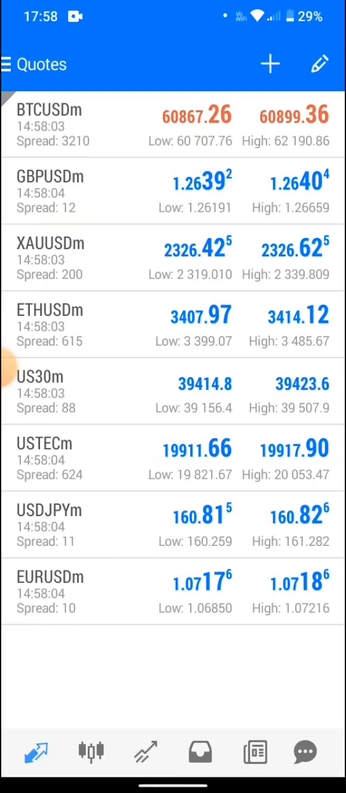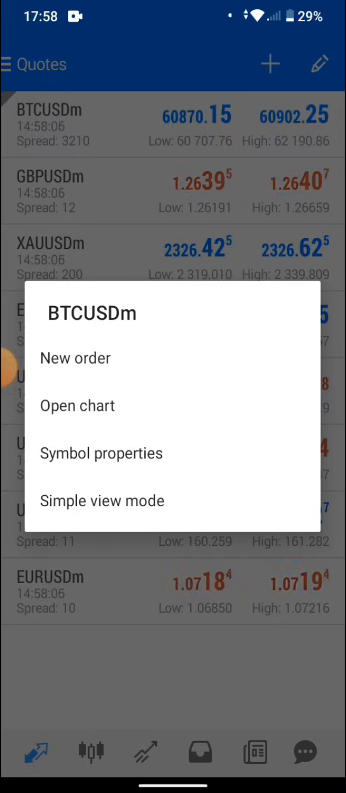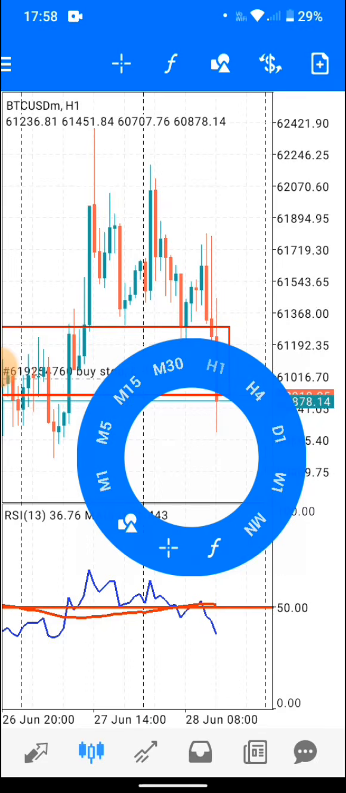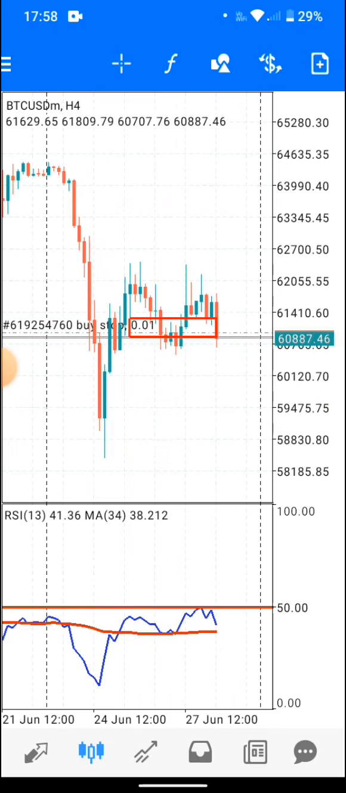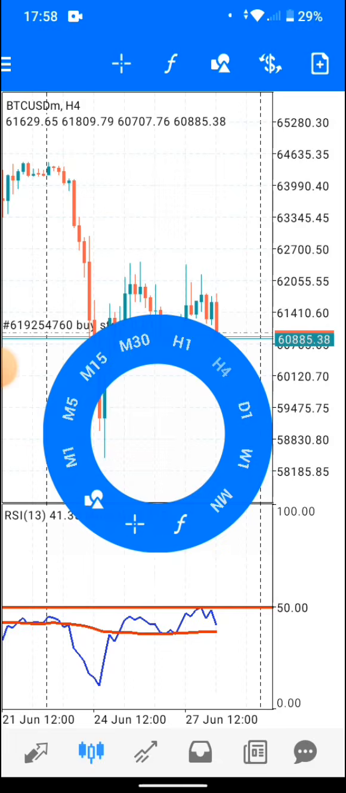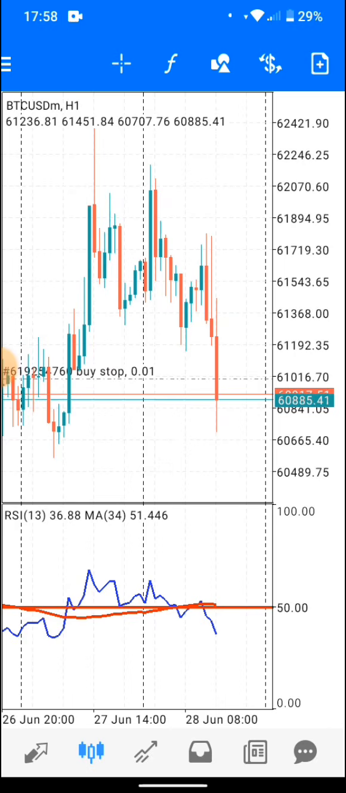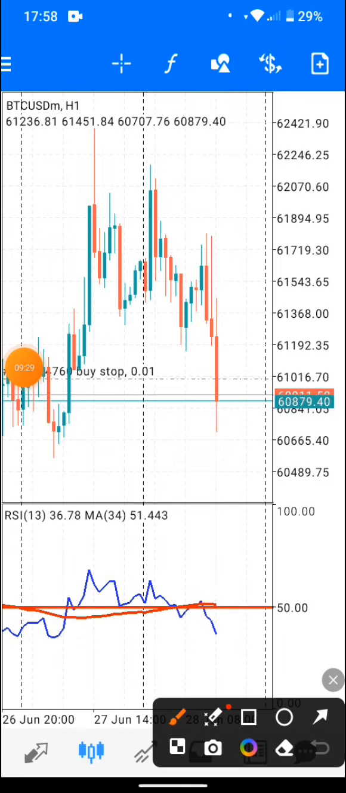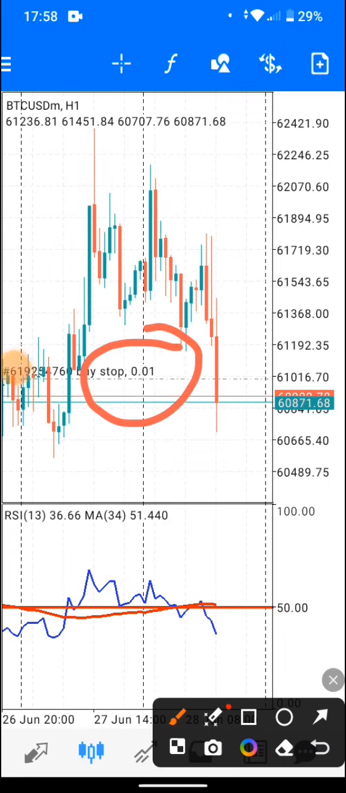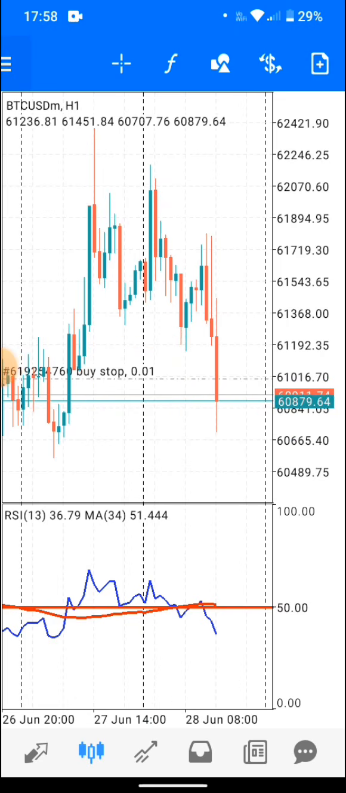So now, if we open the chart of Bitcoin, you open this chart to the hour 4. Okay, let me just delete this. So now, this is your buy stop order. You are seeing here the buy stop order is right here. Okay, it has not been triggered. So the current market price is here.